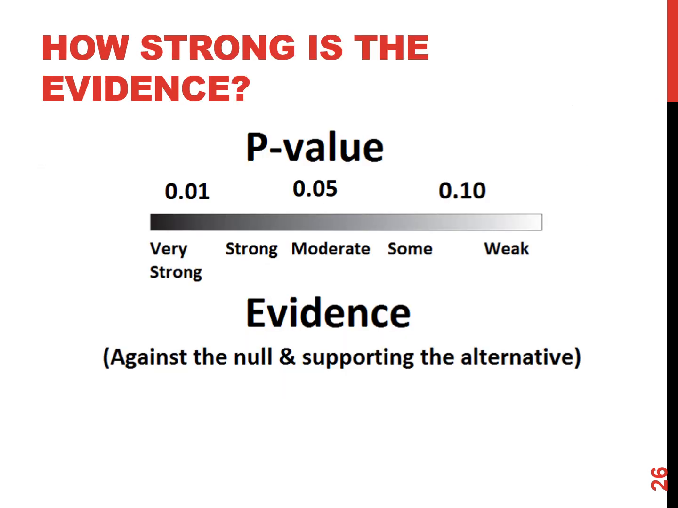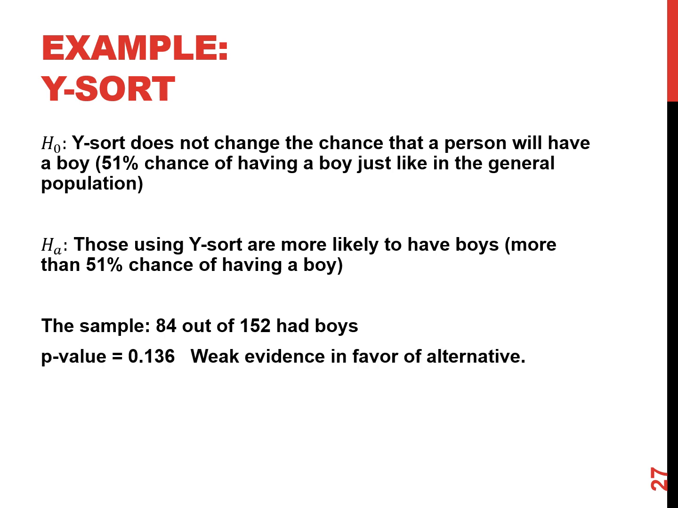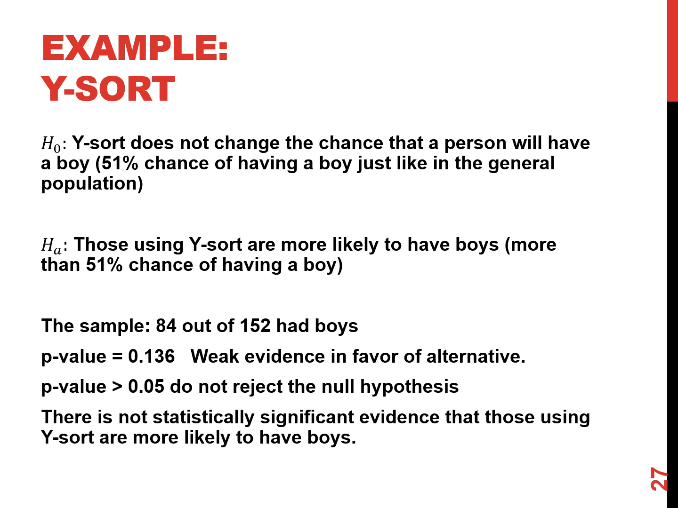So how strong is the evidence against the null and supporting the alternative? Well, our p-value of 0.136 falls into the weak range. So this p-value is weak evidence in favor of the alternative hypothesis. The p-value is more than that 5% level of significance, so we don't reject the null hypothesis. And in this case, we'd say that there's not statistically significant evidence that those using Y-sort are more likely to have boys.